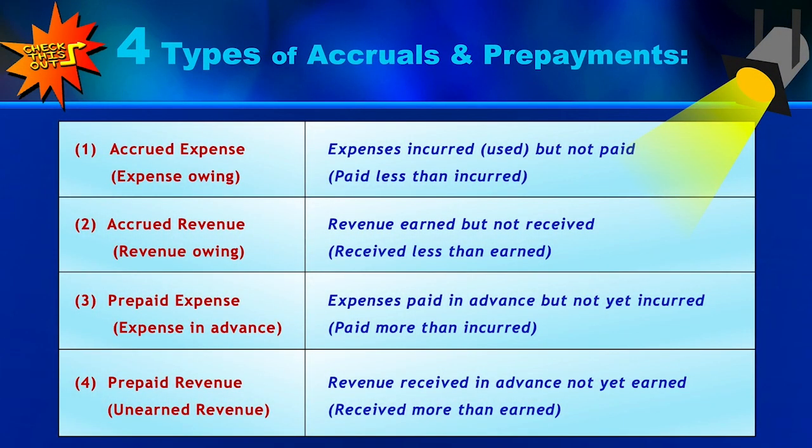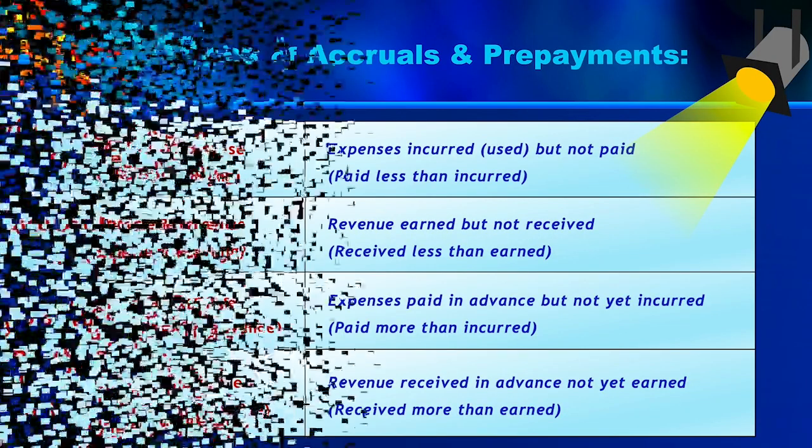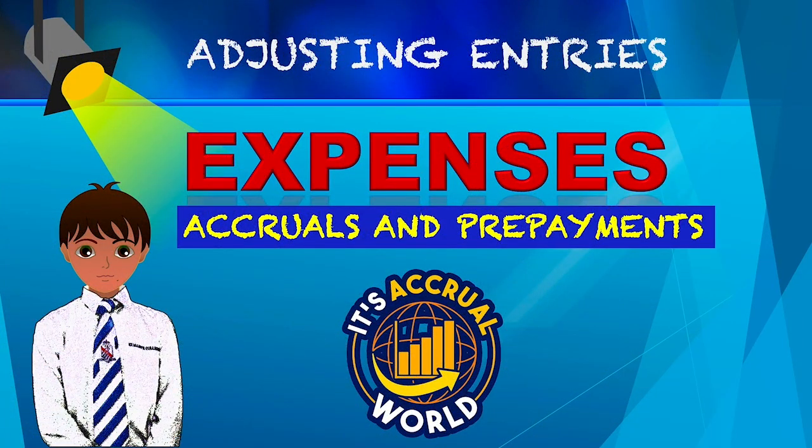So because of that, we have 4 types of accruals and prepayments: accrued expenses, accrued revenue, prepaid expenses, prepaid revenue. So there are 2 accruals, which would be accrued expense and accrued revenue, and 2 prepayments, prepaid expense and prepaid revenue. We will go a little bit more into what they are, but let's just take a better look. And we are going to start first with the expenses.